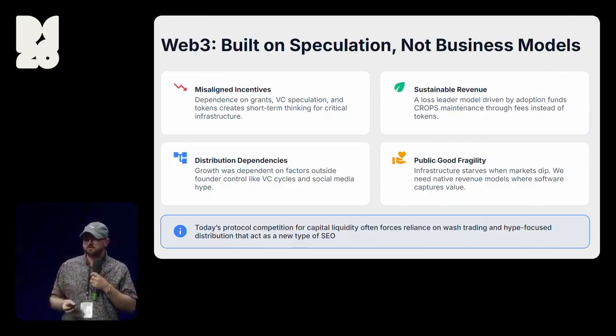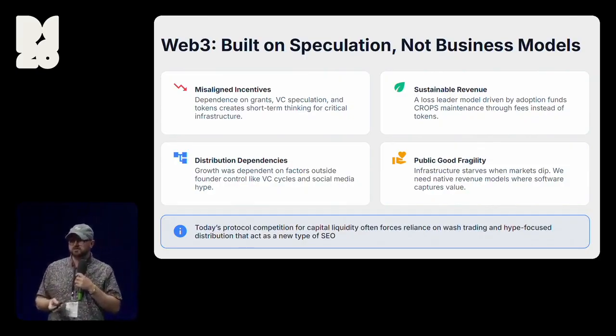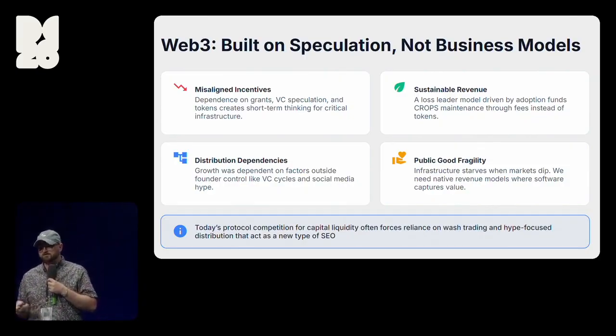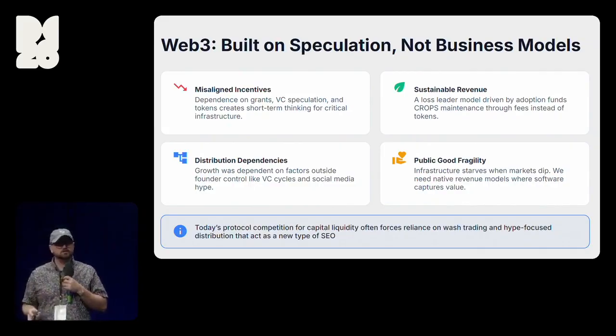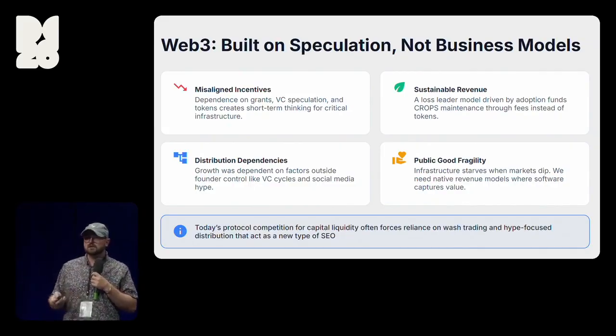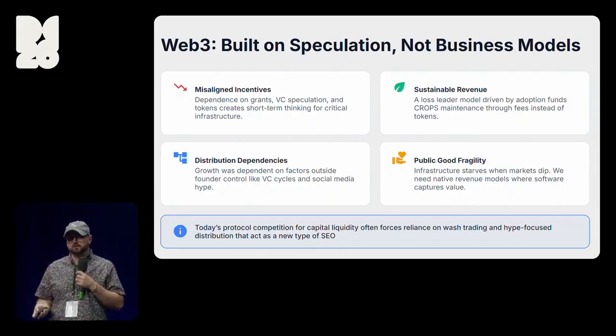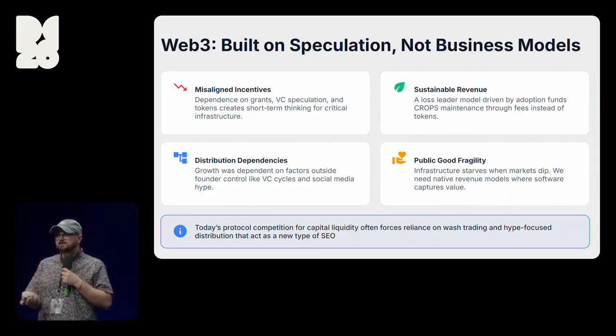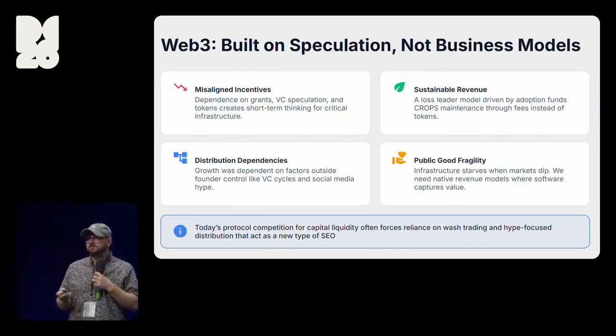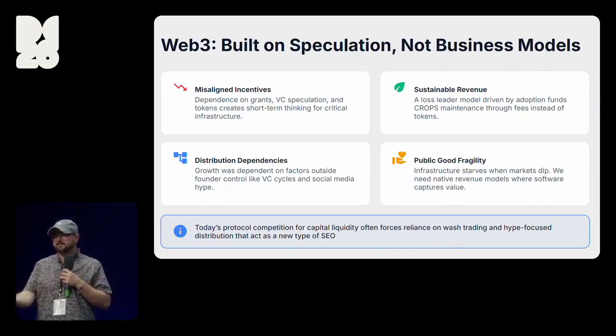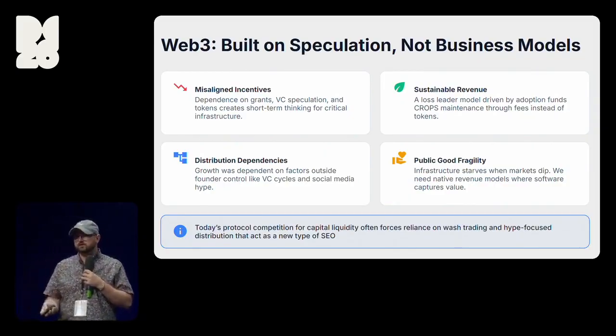Similarly, I think everybody's experienced this. We've seen this right now too. Public good fragility is a real thing. Infrastructure starves when markets dip. You look at what's happening with the EF right now, a lot of it comes down to the fact that Ethereum value is dropping. There isn't a sustainable model for the Ethereum Foundation. They've accepted that, that's all right, but who funds the projects that happen after they're gone? That's the question that we're faced with now.